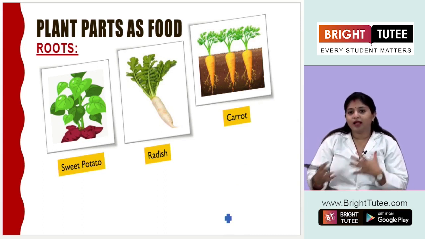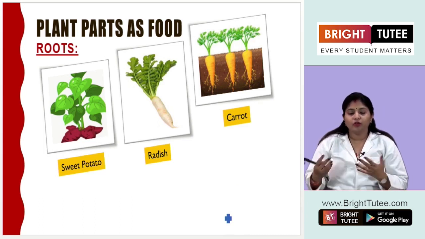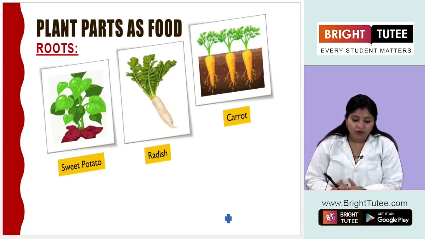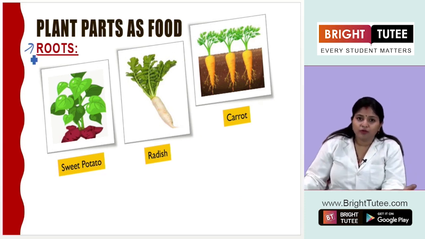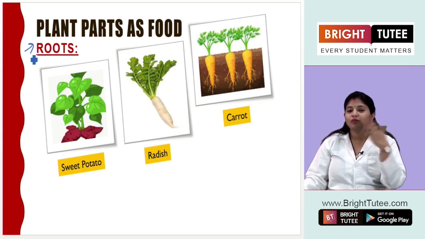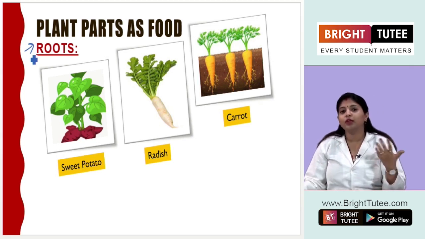So now let's take up the parts one by one and understand how we are utilizing them and what the different examples of that particular part are. So now let's say root. What is a root? It is a part of the plant which holds the plant down into the earth. Also, it provides water and minerals to the leaves for photosynthesis, for making their own food.